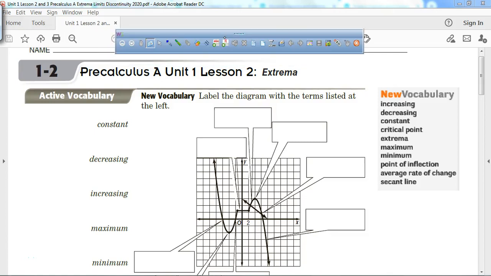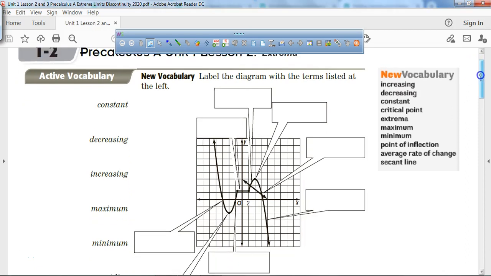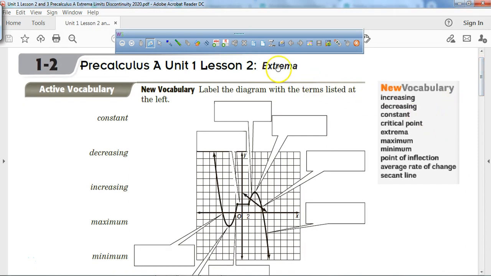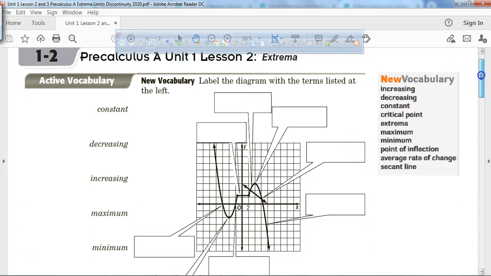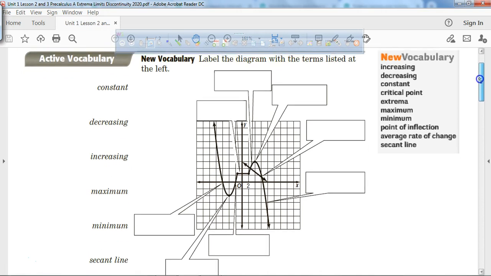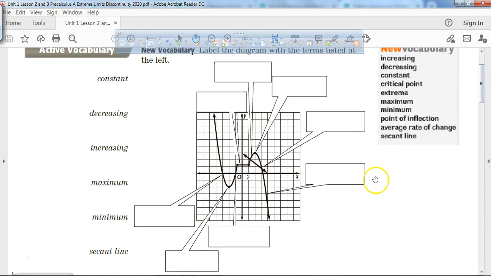We're going to be talking today about a couple of different things. Number one, we're going to be talking about extrema, which is dealing with extremes that happen in a graph, whether it be a maximum or minimum. We have a picture right here, and we're going to use these vocabulary terms to fill in. So right now, let's go ahead and start right here.